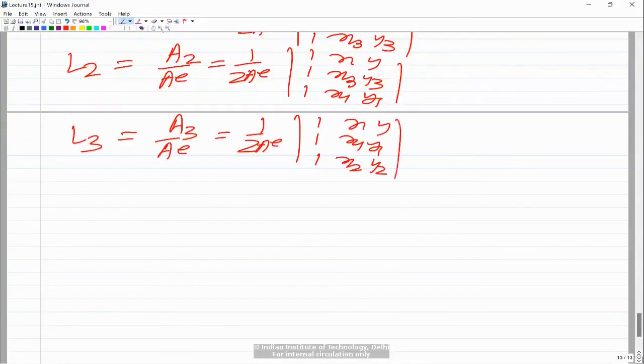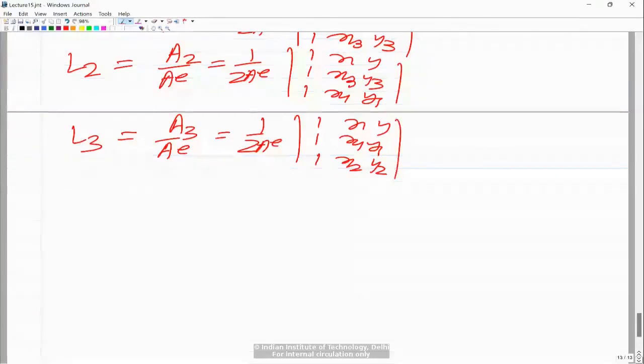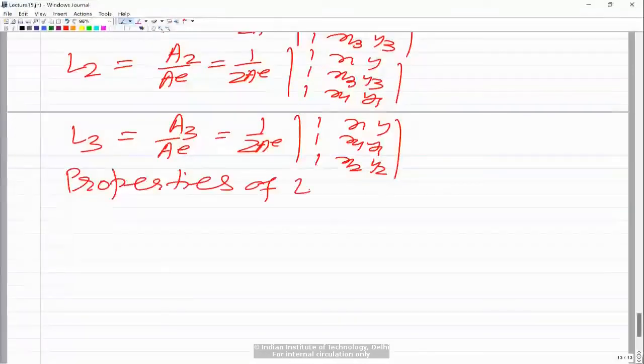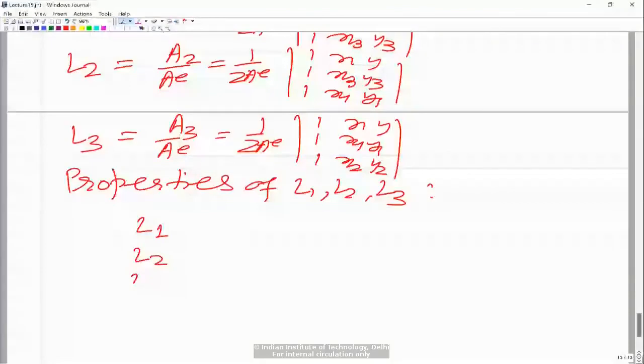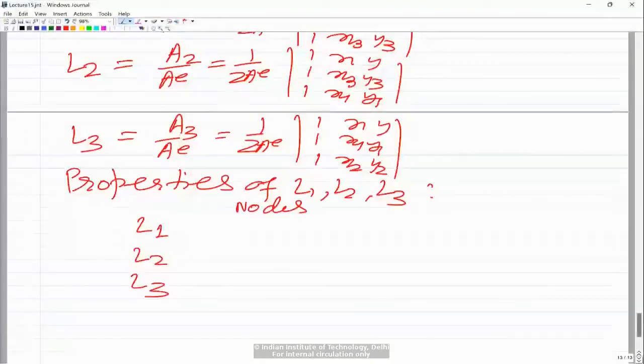Now, let me just discuss the properties of these, and then I will stop. So properties of area coordinates, that is L1, L2, L3, which are the shape functions over here. These are area coordinates. Properties means we want to look at their values at nodes. So if I look at L1, L2 and L3 at local nodes 1, 2, and 3.